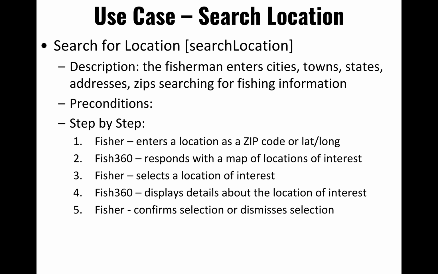The description is that the fisherman can enter the city, the town, the states, the addresses or zips, and in a map it shows them where there's good places to fish. Preconditions might be that they're logged in. We know that they're fishermen, and the steps are that the fisherman can enter location. The system responds with a map location.